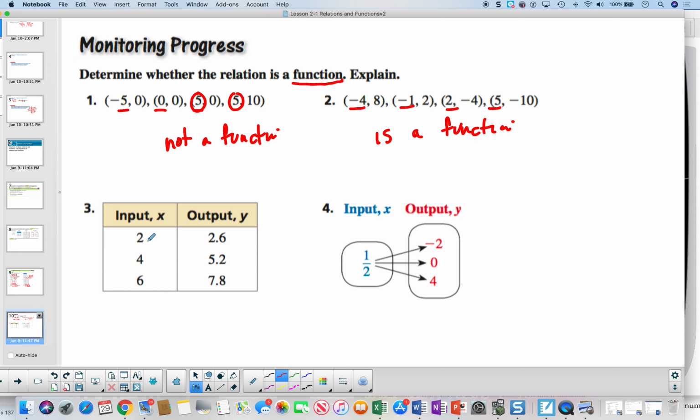Let's take a look at this. Every x has only one y. It is a function. This x has three different y's, so this is not a function. Every x or input has only one output.